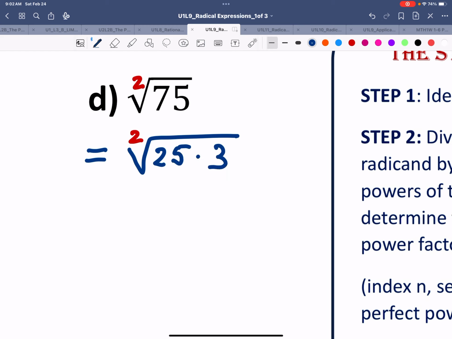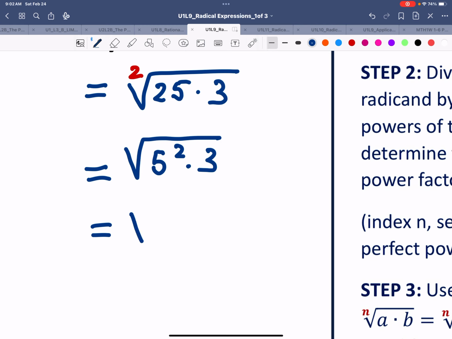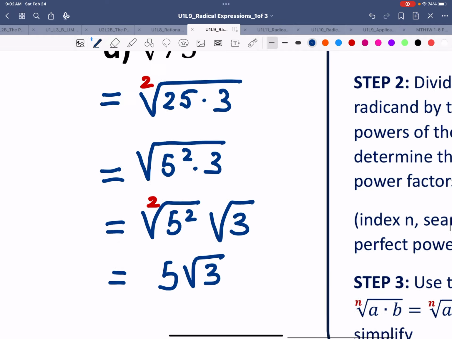That would be equal to the square root of 5 squared times 3, and that would be equal to the square root of 5 squared times the square root of 3. So the indices will simplify to give the number 5 root of 3.